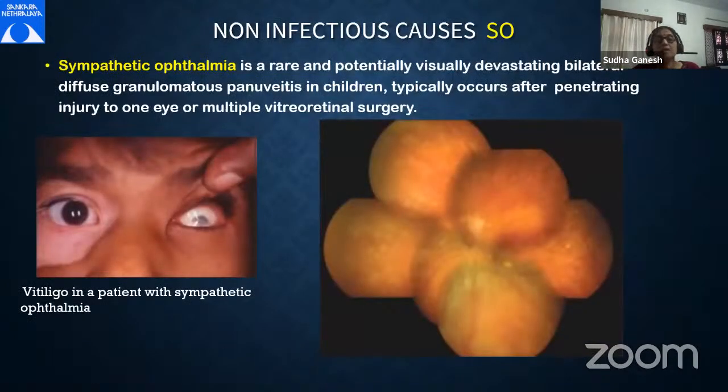Sympathetic ophthalmia, again another non-infectious cause, is rare and is similar to VKH. It often presents with a diffuse granulomatous panuveitis occurring after penetrating injury to one eye or multiple vitreoretinal surgeries. This was again another child in our clinic who presented with sympathetic ophthalmia.